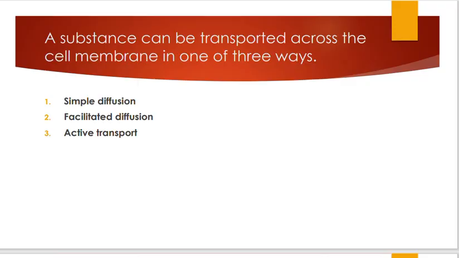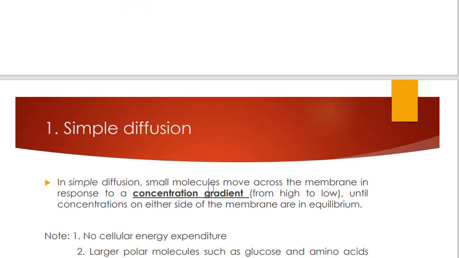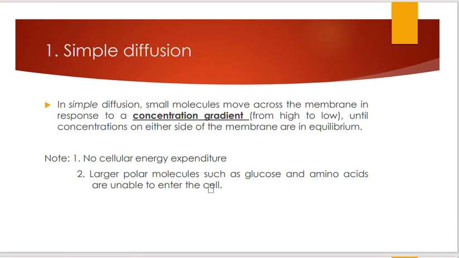Okay, so now let's go back on our topic on how a substance can be transported across the cell membrane. Okay, so a substance or a molecule can be transported across the cell membrane through either simple diffusion, facilitated diffusion, as well as active transport. Okay, so we will discuss those different ways on how the substance can be transported in the cell membrane. So let's first discuss simple diffusion.